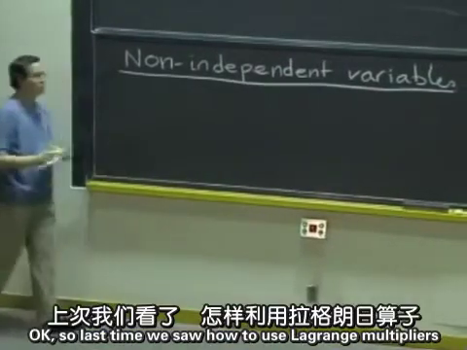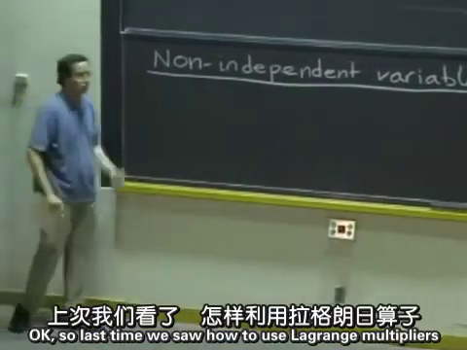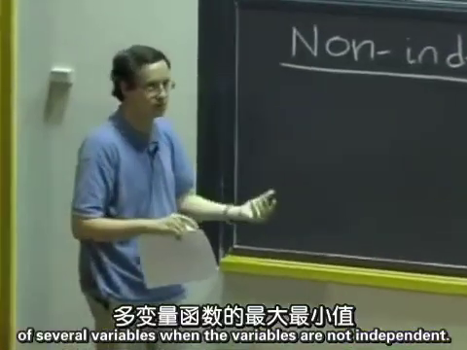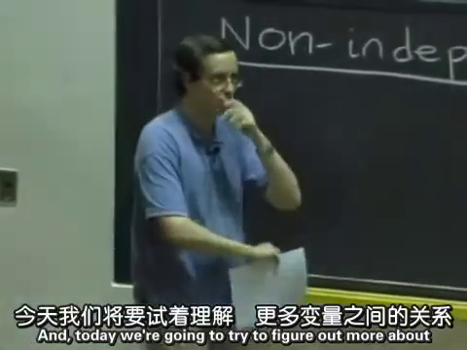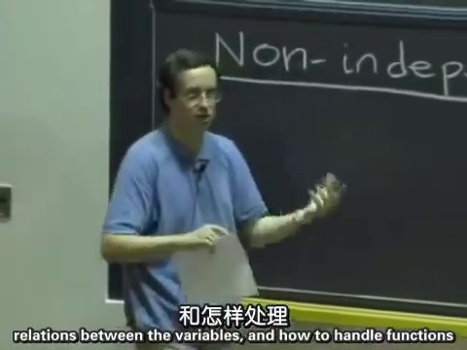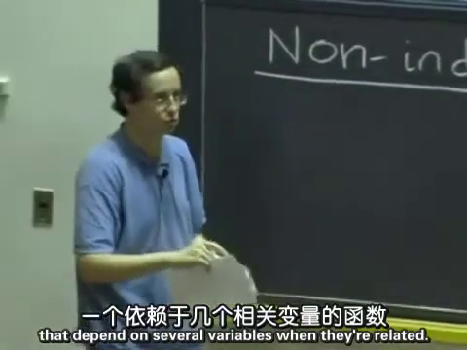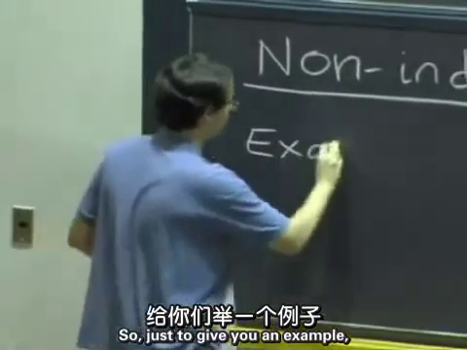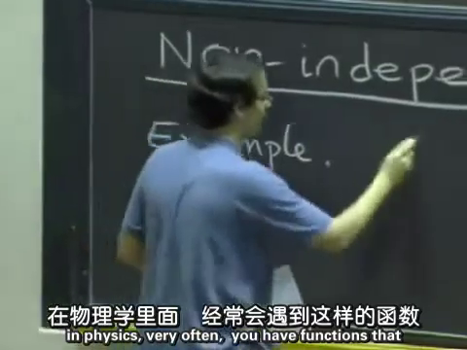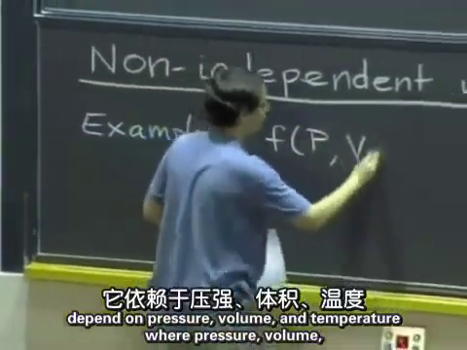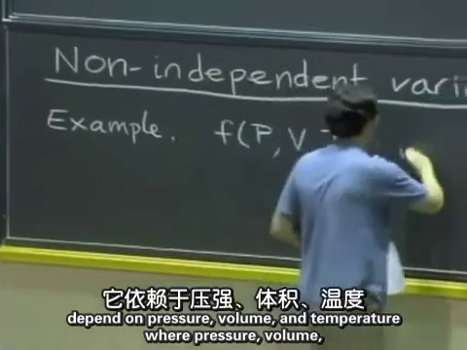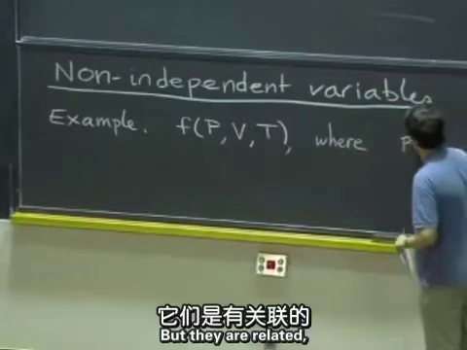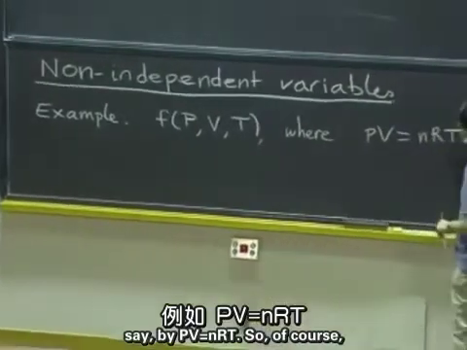Okay, so last time we saw how to use Lagrange multipliers to find the minimum or maximum of a function of several variables when the variables are not independent. And today we are going to try to figure out more about relations between variables and how to handle functions that depend on several variables when they're related. So just to give you an example, in physics very often you have functions that depend on pressure, volume, and temperature, where pressure, volume, and temperature are actually not independent, but they're related, say, by PV equals nRT.